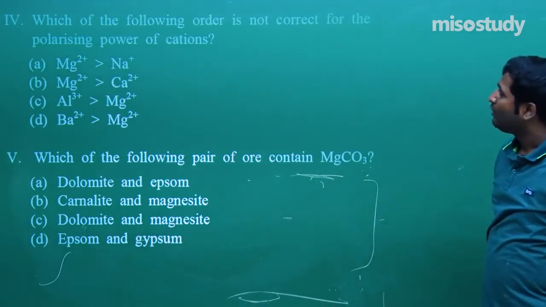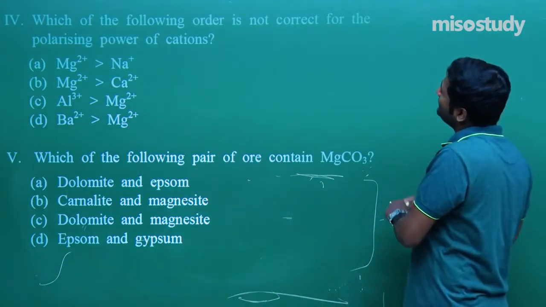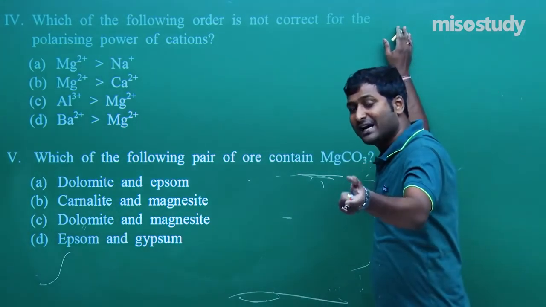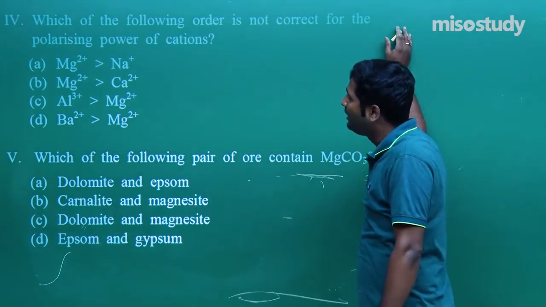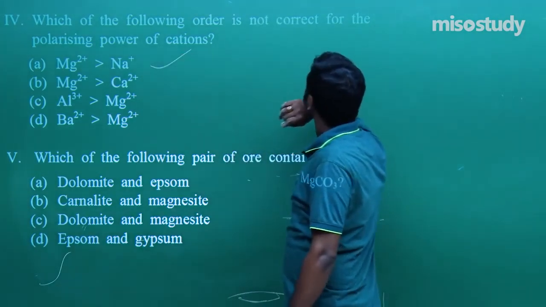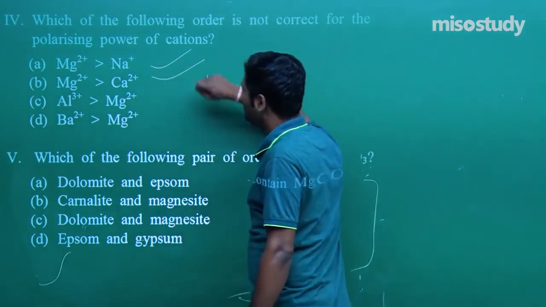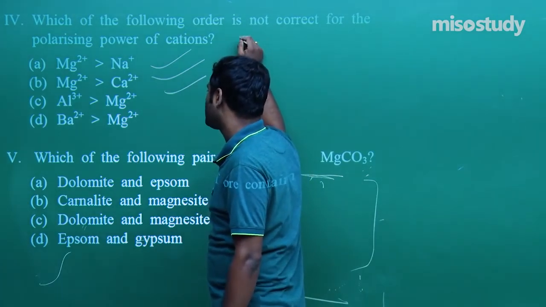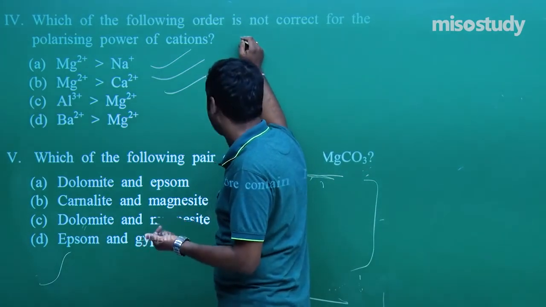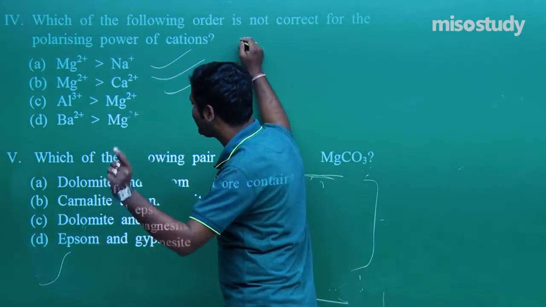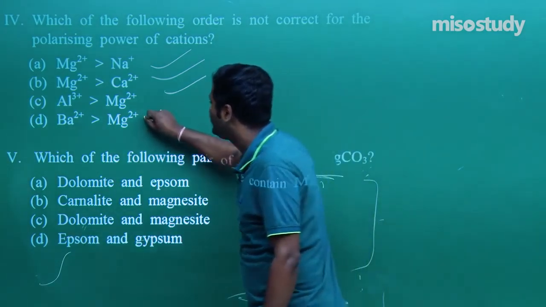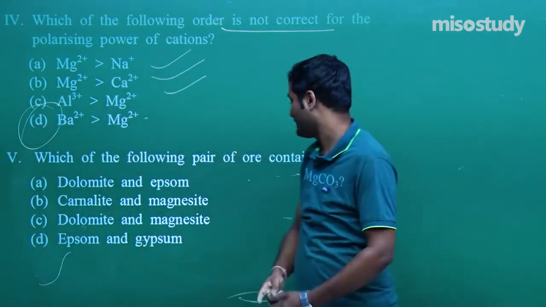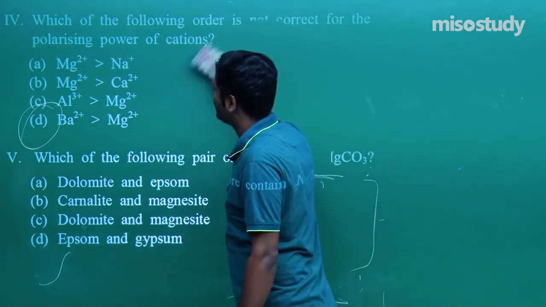Clear to you? Now, which of the following orders is not correct for the polarizing power of cations? As we know, the smaller the size of the cation, the higher is the polarizing power. This one is correct. This one is also correct. Okay sir, this one is also correct. Okay. Now Ba2+ has a small size? No, Ba2+ has a large size. The larger the size, the less is the polarizing power. So D is the answer, because this order is not correct. So D option is correct here.